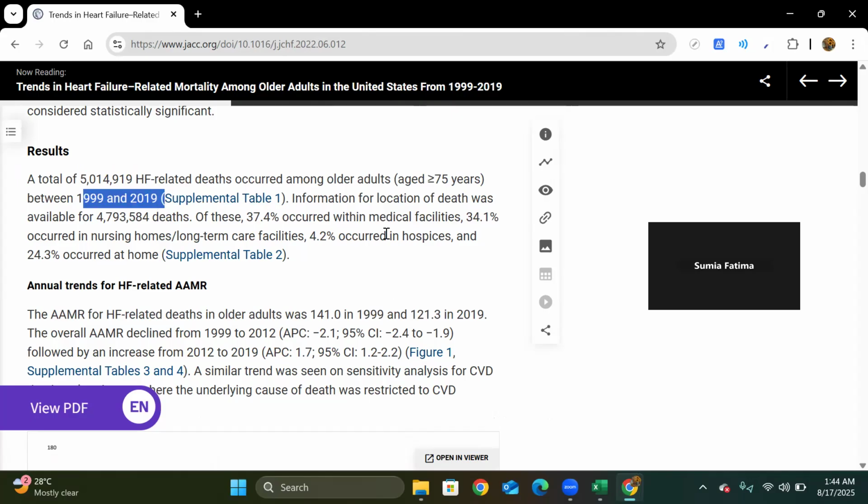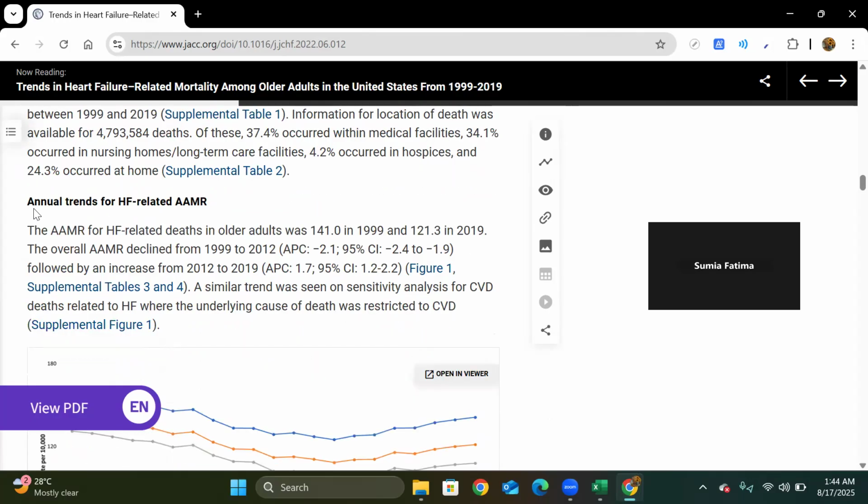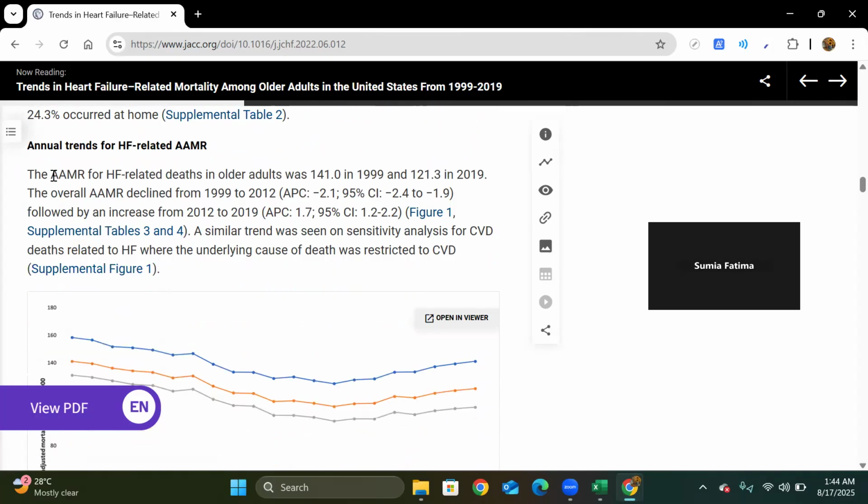Information for location of deaths, that was the data that we extracted for the place of death. Here you have to write it. Okay. Then we move on to the next one, that is the overall trend. The age-adjusted mortality rate in 1999 was this, and in 2019 was this. Okay, they have just stated the age-adjusted mortality rate.